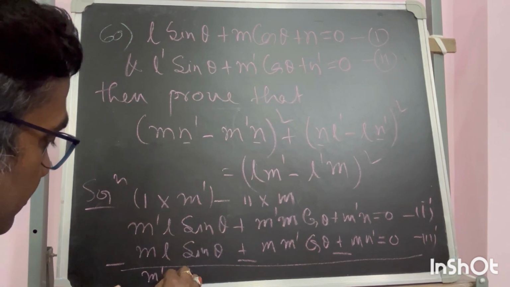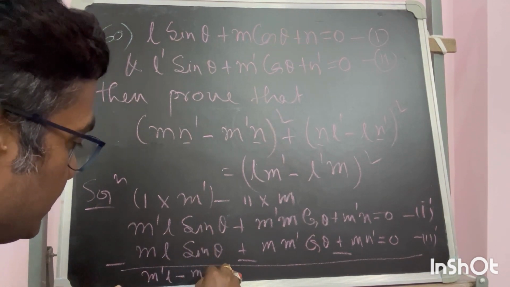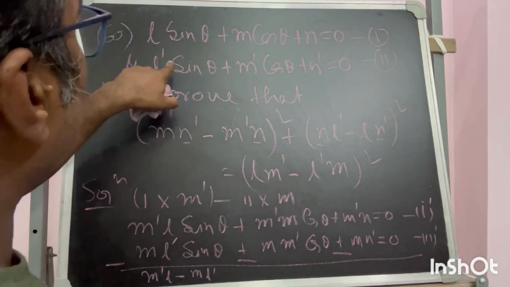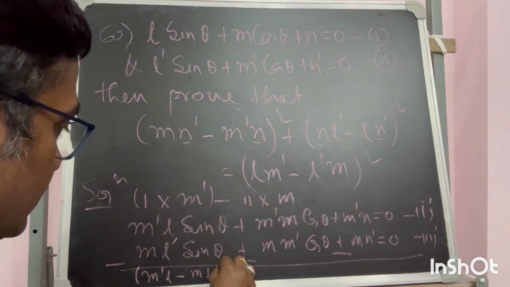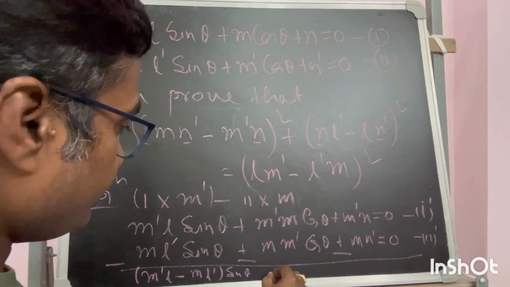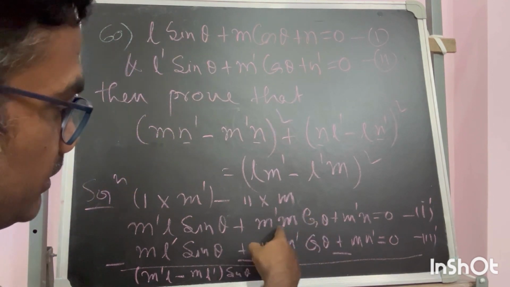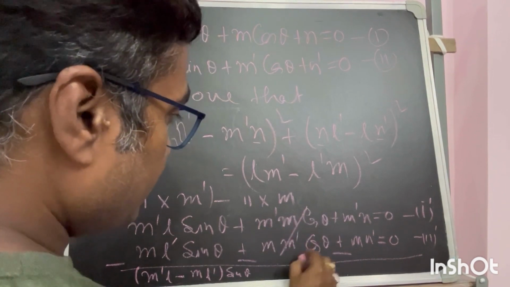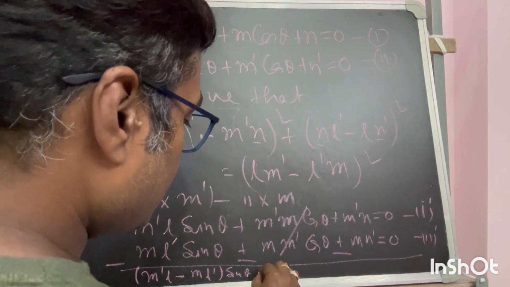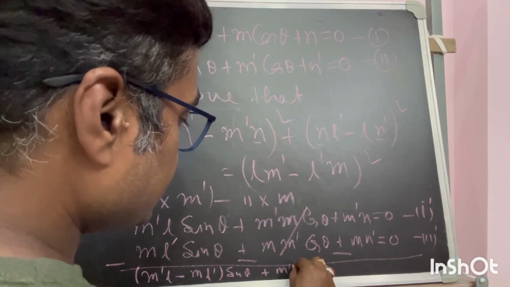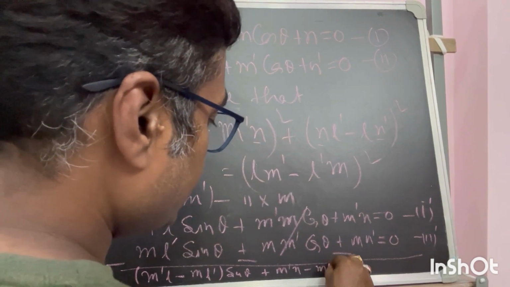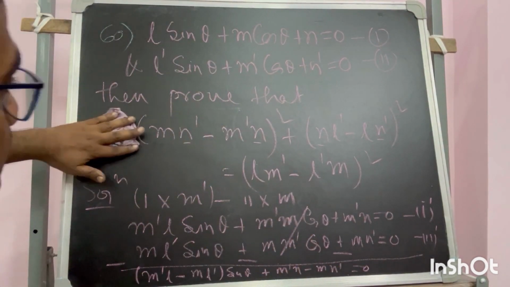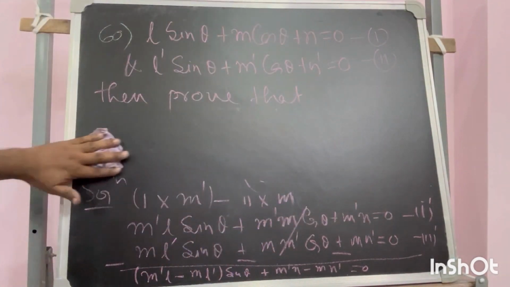So what will be the result here? Sin theta will be common, ML minus ML dash. The second equation is this. This will be L dash, ML dash into sin theta, and you can see M dash cos theta, M dash cos theta, this will be cancelled out. The remaining will be plus M dash N minus M N dash, that is equal to 0. Okay, up to that is okay. I am rubbing this part because I know what to prove.